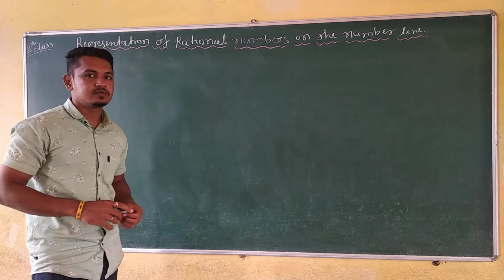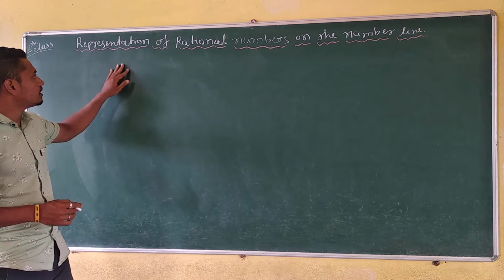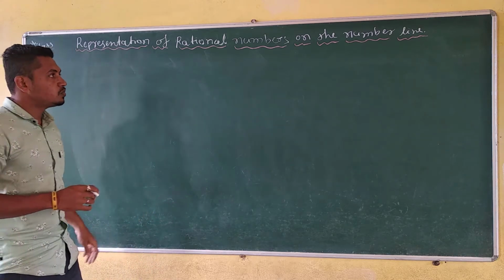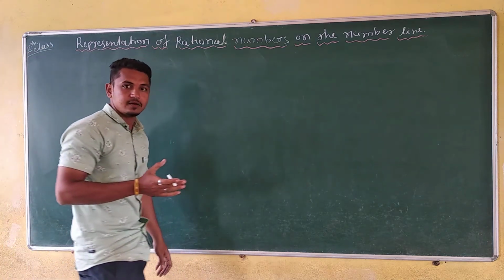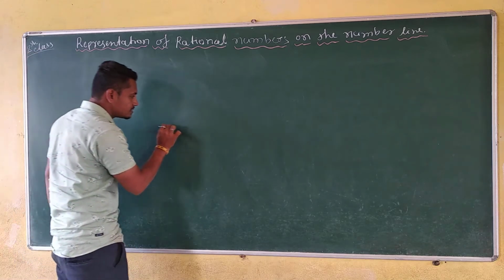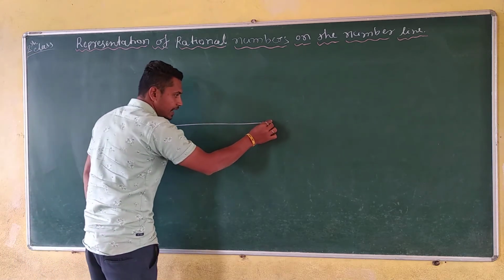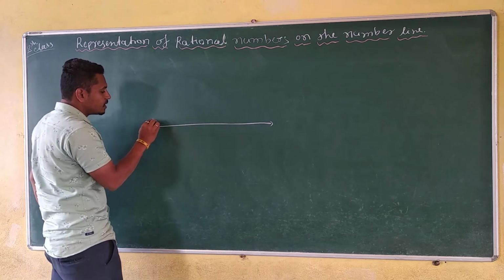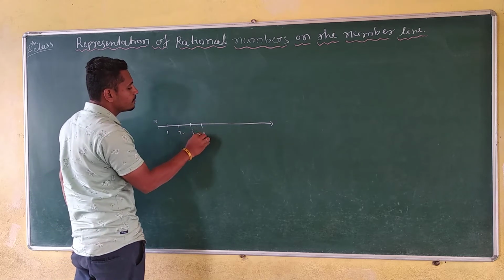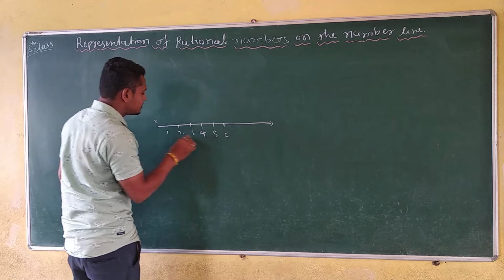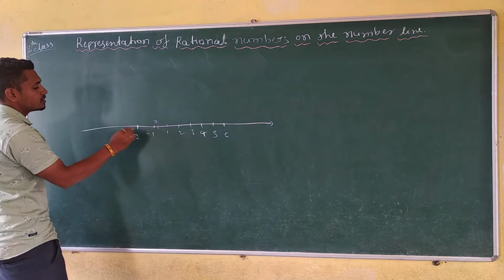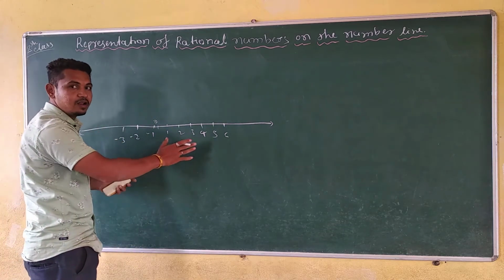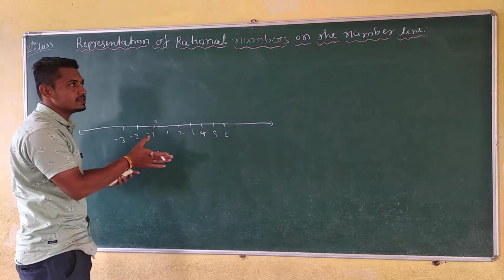So hello my dear students, today in this class we are going to study the representation of rational numbers on the number line. First you should know what a number line is. Here this is one line, and this line represents numbers 0, 1, 2, 3, 4, 5, 6, and here also -1, -2, -3. So this line represents all numbers, and this line is called a number line.